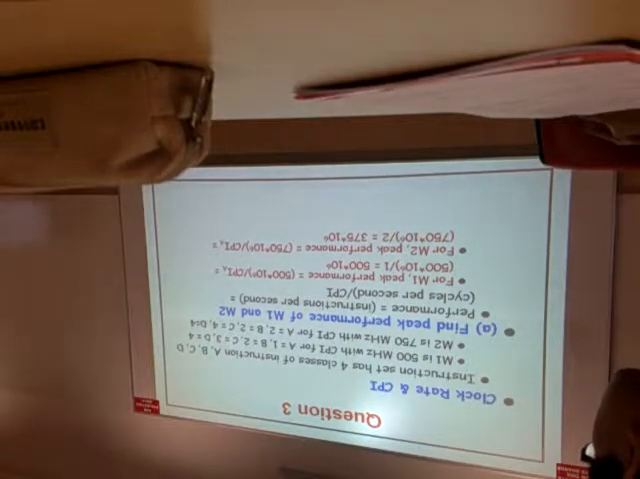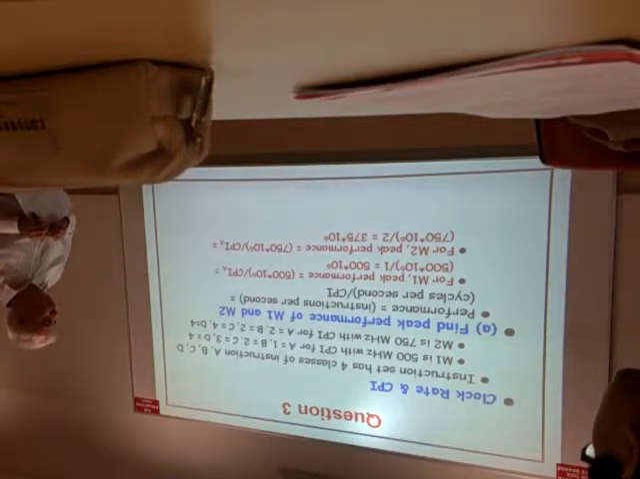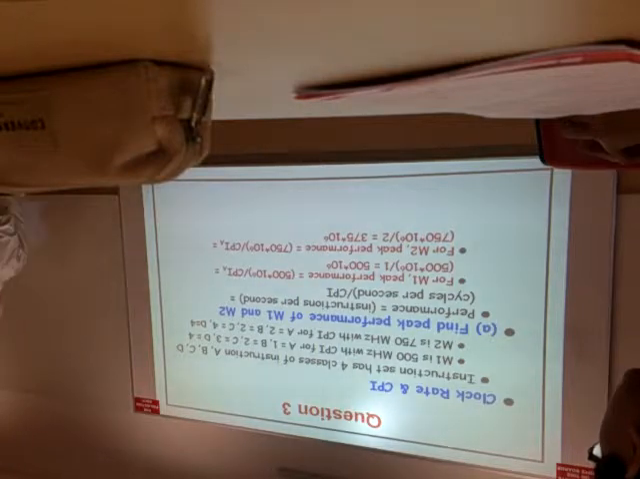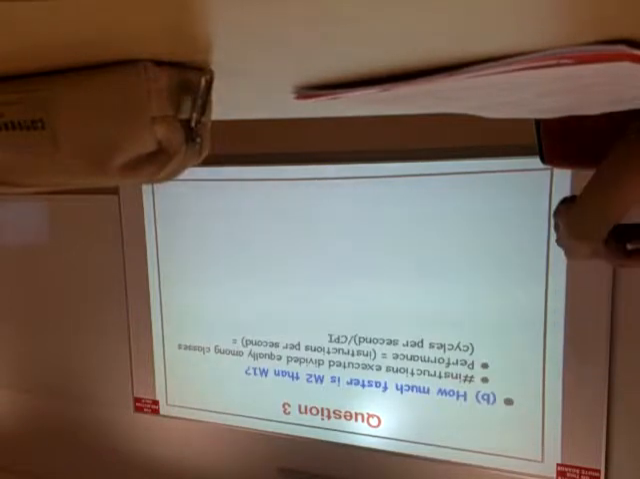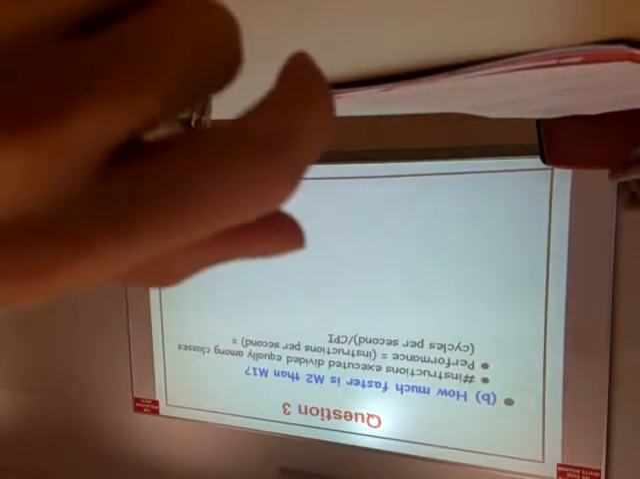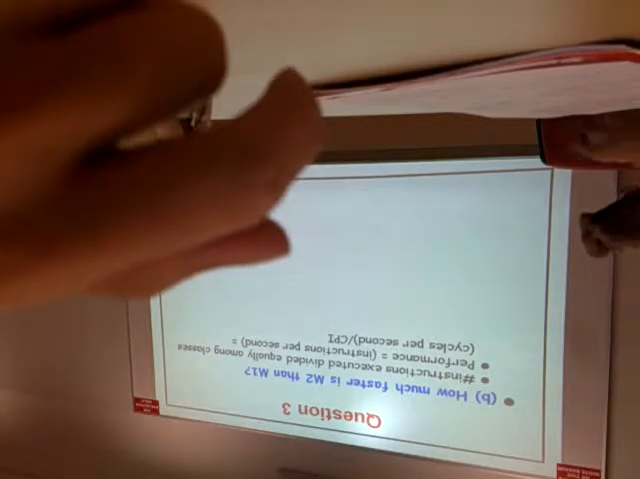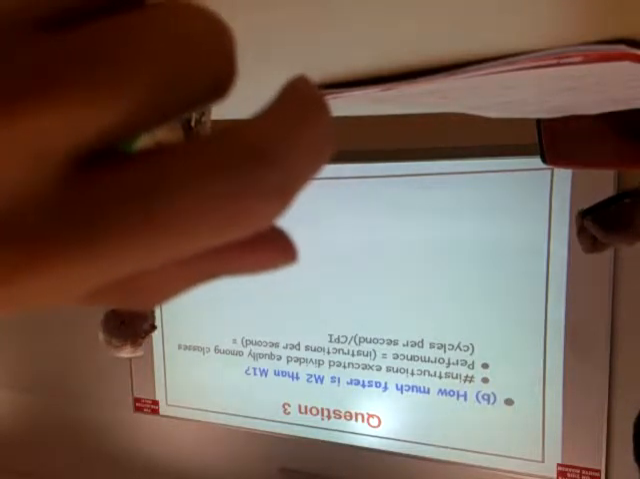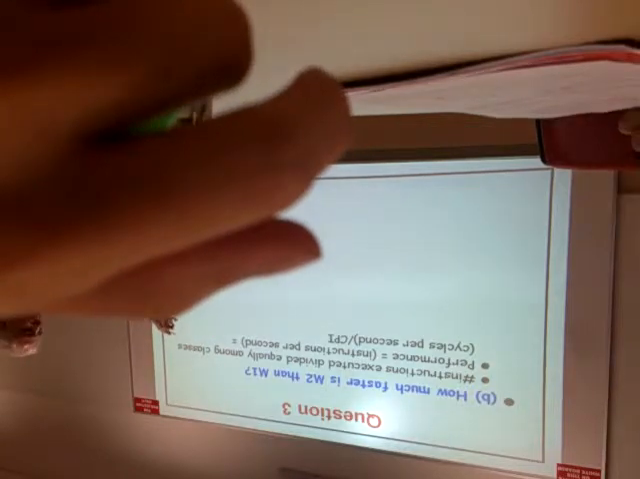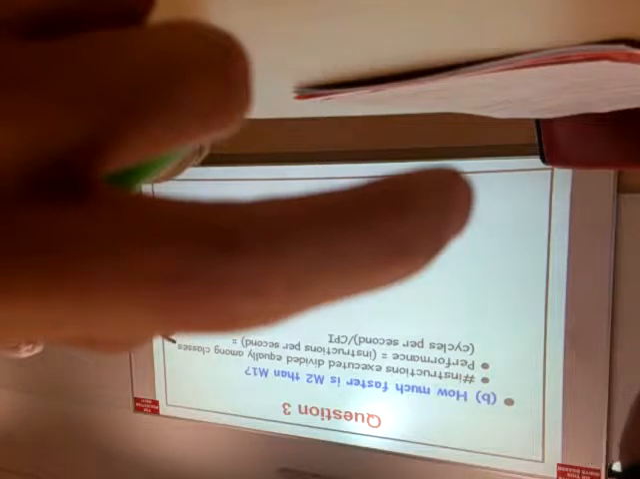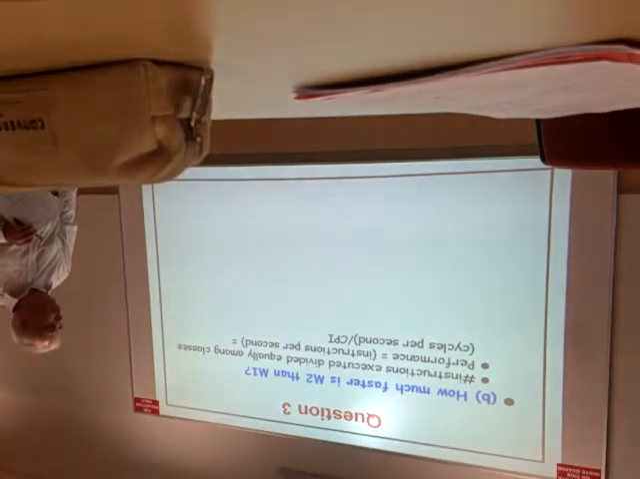Okay, so far? And then we're asked a question: assume that the instructions that have executed are divided equally amongst the 4 classes. How much faster is M2 than M1?